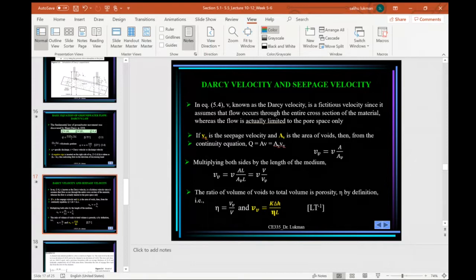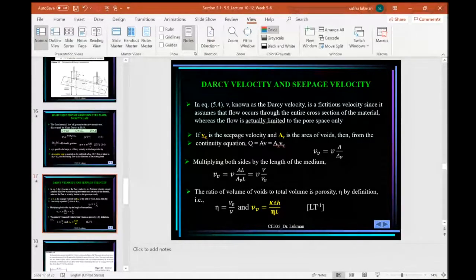If we want to actually know the seepage velocity, we need to take care of the area by introducing porosity. So how do we do that? V subscript V is the seepage velocity, and A subscript V is the area of the voids, that is, the area of the spaces within the soil sample.